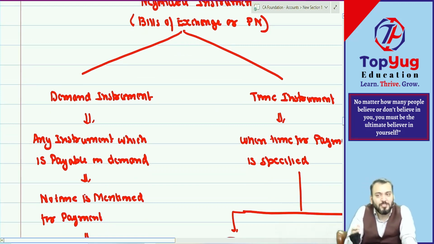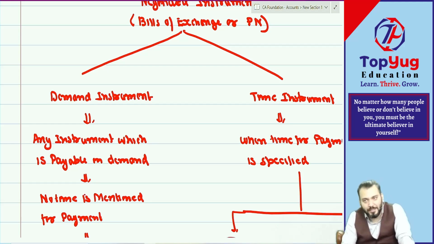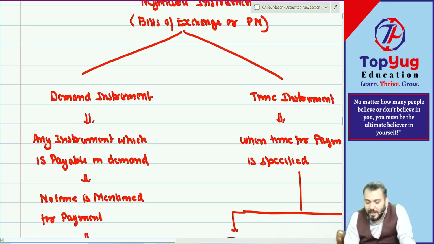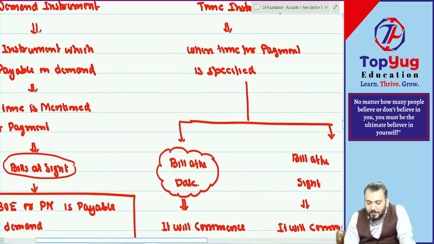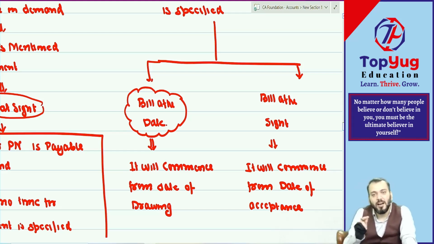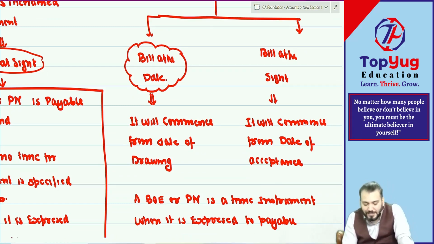Demand instruments are those instruments which are payable on demand, means when time is not mentioned for payment. So for demand instrument, we do not calculate due date. We calculate due date only for time instrument. Time instrument means when time for payment is mentioned in the instrument. For calculating due date, such bills are of two types: bills after date and bills after sight. Demand instrument is also known as bills at sight. Bills after date will start from date of drawing. Bills after sight will start from date of acceptance.